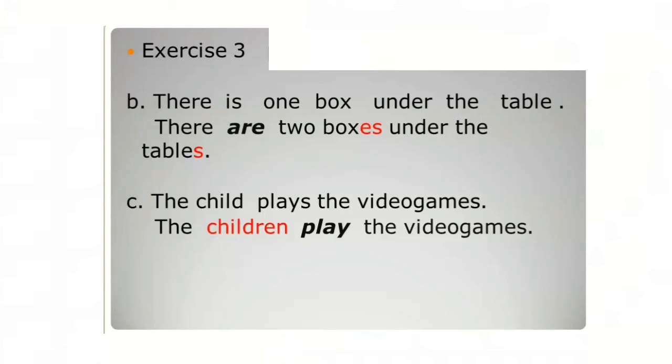We will move to exercise 3. Change the sentences. Make these sentences plural. هون بدي أحول الجمل من singular لplural, من مفرد لجمع. B. الجملة هي There is one box under the table. طيب حنبلش لنفتش على singular nouns here. في عندي one box وفي عندي the noun table.